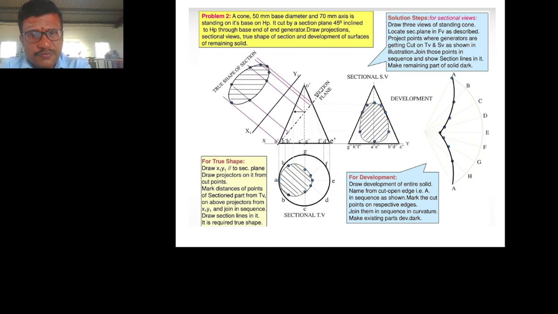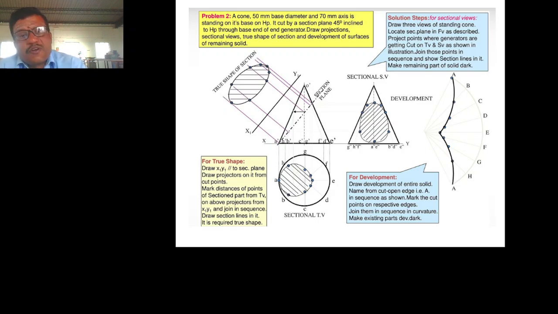So here we have to draw a circle of base 50 diameter, that is the top view of the cone. Then the front view will be the 70 axis. So draw a line of 70 axis and draw a triangle, which is the front view of the cone. Now we have to draw the true shape of this section and the development of surface.